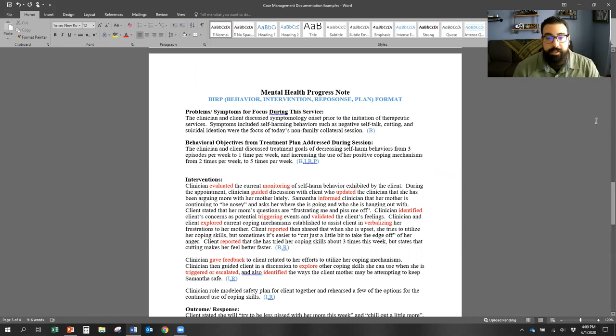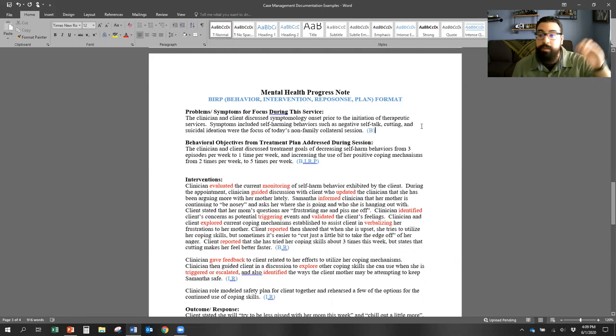Remember when I said you literally need to take off one hat and put on the other? Look at how the style, the tone, the words that I'm writing in my note have changed completely. Self-harming behaviors, such as negative self-talk, cutting, and suicidal ideation, were the focus of today's non-family collateral session. Boring, right? I'm not going to lie.